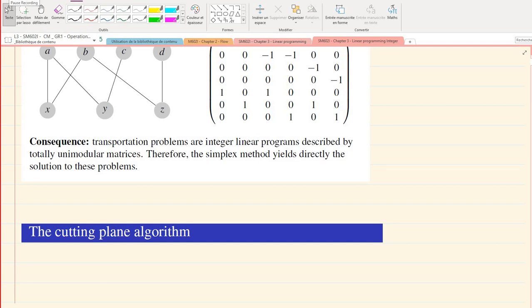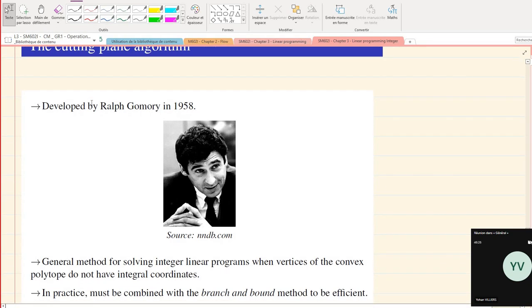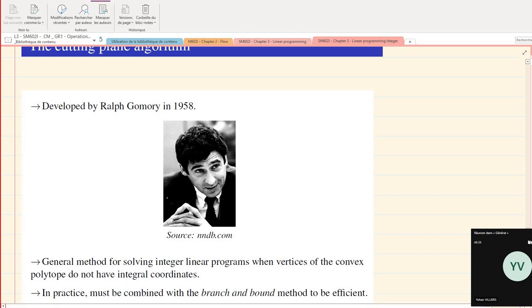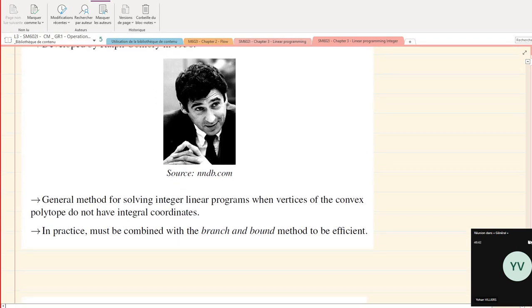So the cutting plane algorithm. In the cutting plane algorithm, we need, as I said, to find cuts of my domain to remove parts that are not necessary for my problem. Cuts where you don't have integer coordinates, and of course where my solution will not be lying. This was developed by Ralph Gomory in '58.